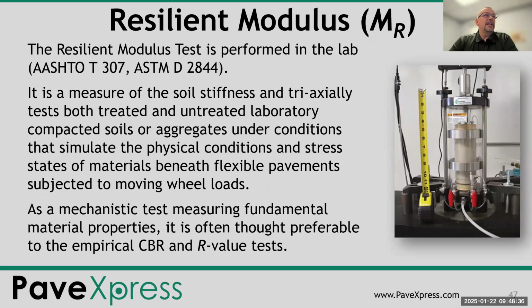Or you can test resilient modulus directly. The resilient modulus test is performed in the lab as well, AASHTO T307 or ASTM D2844. It's a measure of the soil stiffness and triaxially tests both treated and untreated laboratory compacted samples under conditions that simulate the physical conditions and stress states of materials beneath flexible pavements subject to moving wheel loads. As a mechanistic test measuring fundamental material properties, it's often thought preferable to the empirical CBR and R value tests.